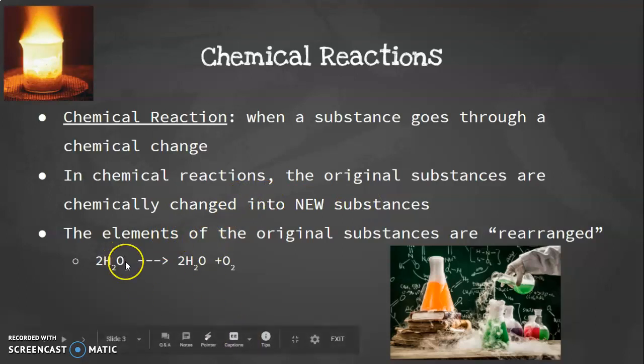For example, like our hydrogen peroxide demo that I did at the very beginning of class last week, I had my hydrogen peroxide, and then I made some sort of reaction happen, and I got water, H2O, and oxygen afterwards. So my hydrogen peroxide was changed into something new. It was changed into water and oxygen.